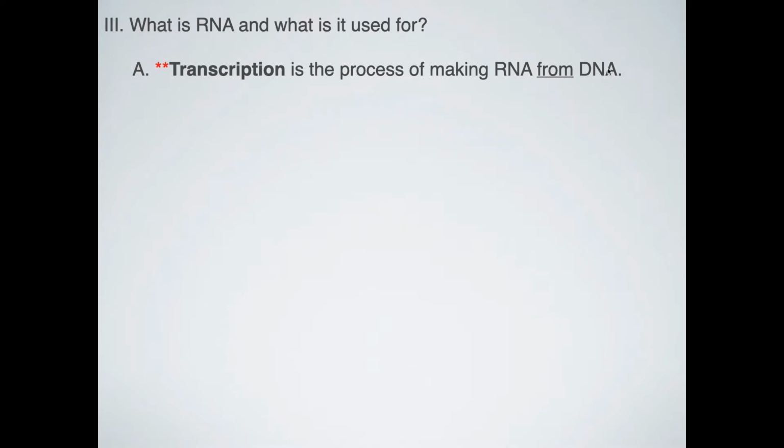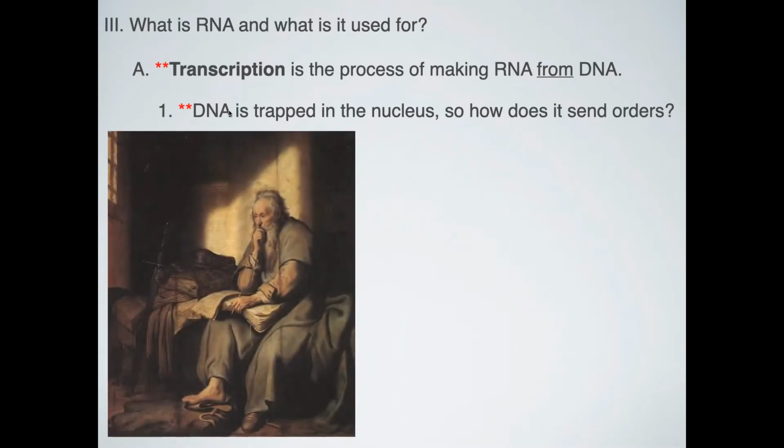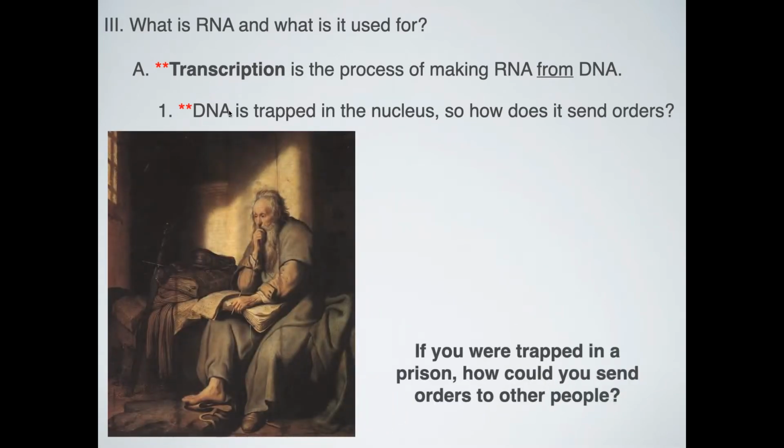So let me pose a quandary to you. DNA is the holder of all of our genetic information, okay? It is trapped inside of the nucleus, right? Nuclear pores only let certain things in, only let certain things out. So if the nucleus of the cell needs something done, how can it tell cell parts what to do? Well, if you're trapped in prison, how could you send orders to other people?